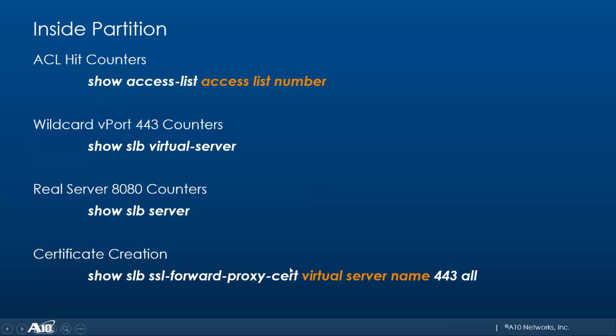The fourth and final thing that we need to check on the inside partition is whether or not we are getting certificates created. This can be checked using the command show SLB SSL forward proxy cert. You enter the virtual server name, then you enter the port number 443 and all. Once you click enter, you'll be shown the certificate that was created by the SSLI device and the counters for it.